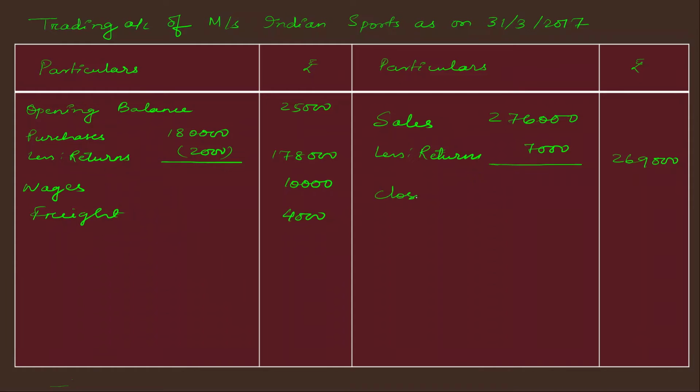So closing stock I am getting from the adjustment, 45,000. So total this side I am getting 3,14,000. This side also I will write 3,14,000. And the balancing figure is my gross profit.